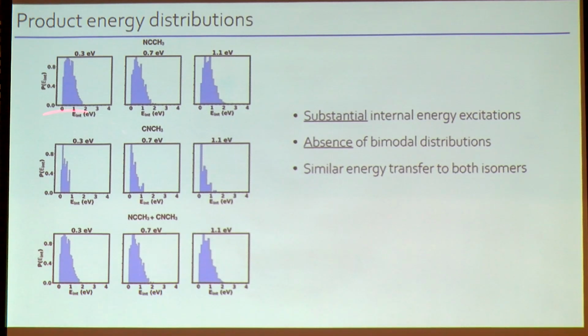So then we analyzed our trajectory data. What we found was that the energy transfer to both isomers is almost similar. When this reaction happens, the internal energy transfer to the CH3CN isomer or the CH3NC isomer, for both isomers, the fraction of energy that has been transferred is almost the same. And that is the reason that the bimodal distributions are not visible in the experiments.